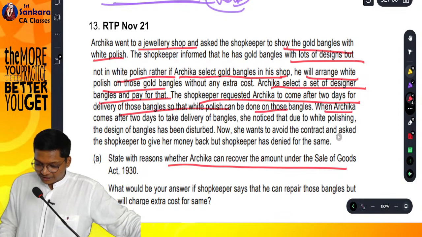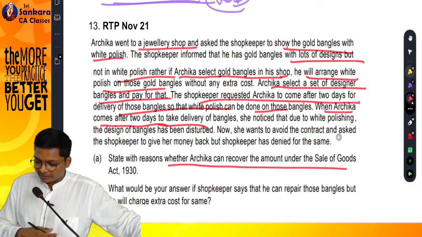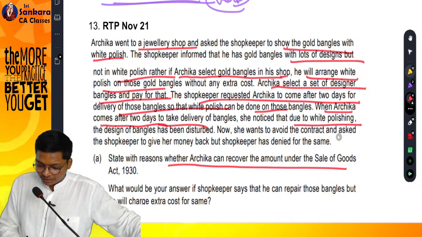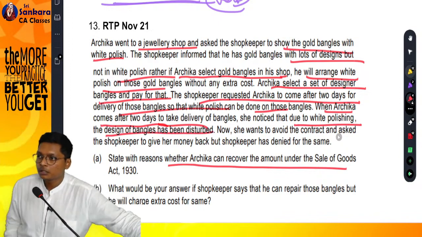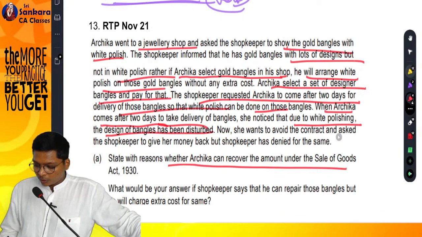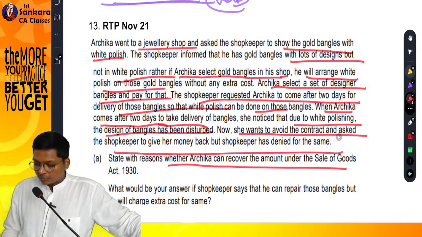When Archika comes after 2 days to take delivery of the bangles, she notices that due to white polishing, the original design got disturbed. Now she wants to avoid the contract.